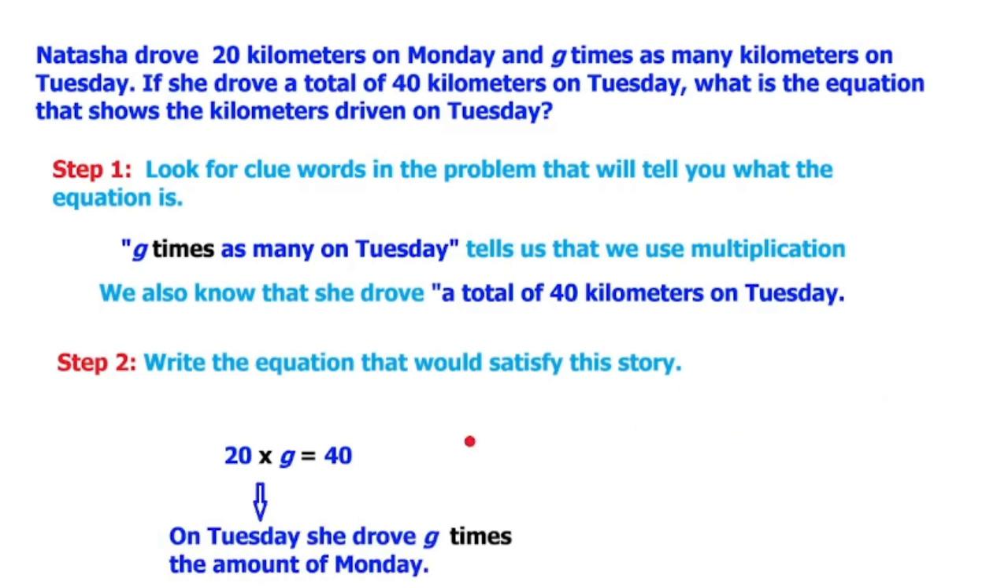So what this is saying here is on Tuesday, she drove G times the amount of Monday. Monday she drove 20. So Tuesday she drove G times the amount of 20. So then on Tuesday, that's what she drove, 20 times G. And we know the total's 40. So that's it. That's the whole equation, and that's how you solve this.